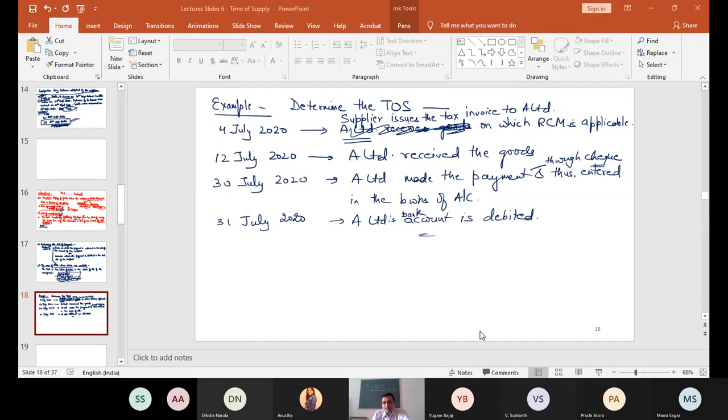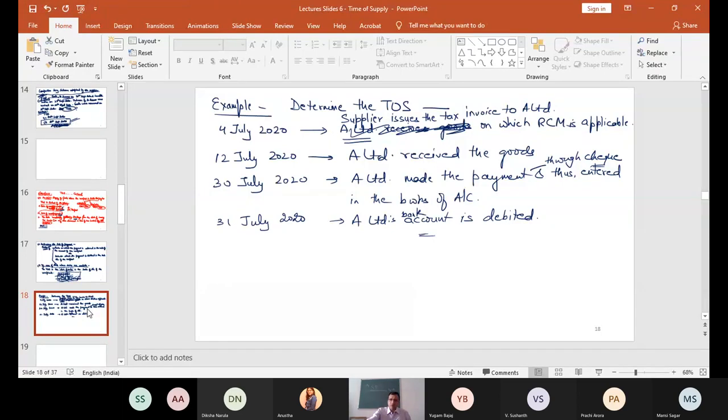Now, what is the solution? How do you determine the time of supply in this case? First point, is it a supply of goods or services or change in rate? Always you should check this. So it's a supply of goods, this is sure.